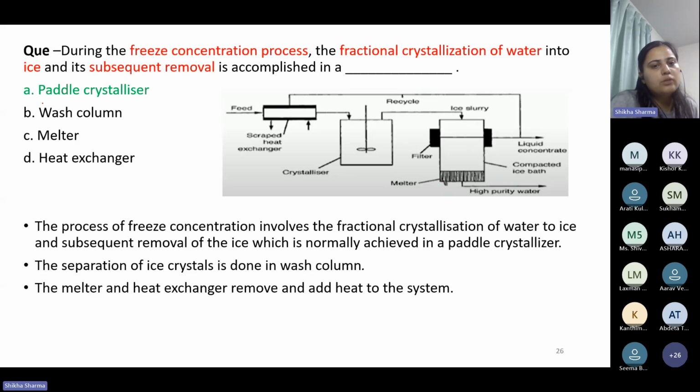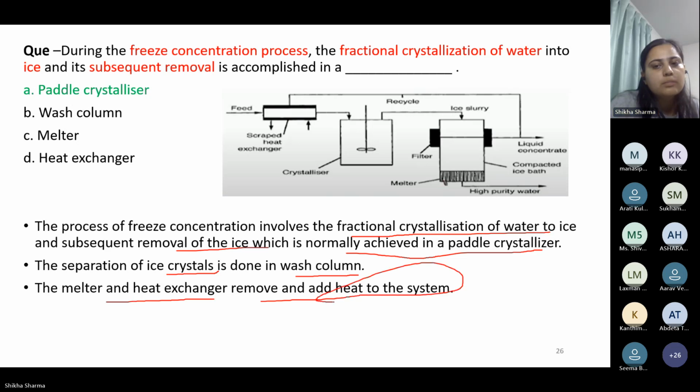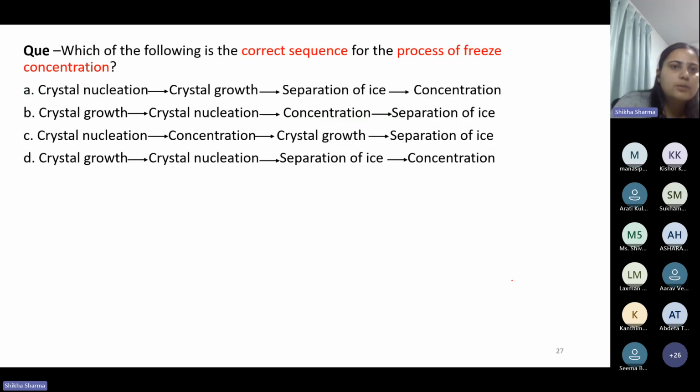So what happens in the process of freeze concentration? It involves fractional crystallization of water to ice, and then subsequent removal of ice is done in the paddle crystallizer. The ice crystals are separated using the wash column, and the melter and the heat exchanger remove or add heat to the system. Is it okay? Yes, ma'am. So your doubt is clear, like wash column and paddle crystallizer. Yeah, ma'am. So let's move to the next question.